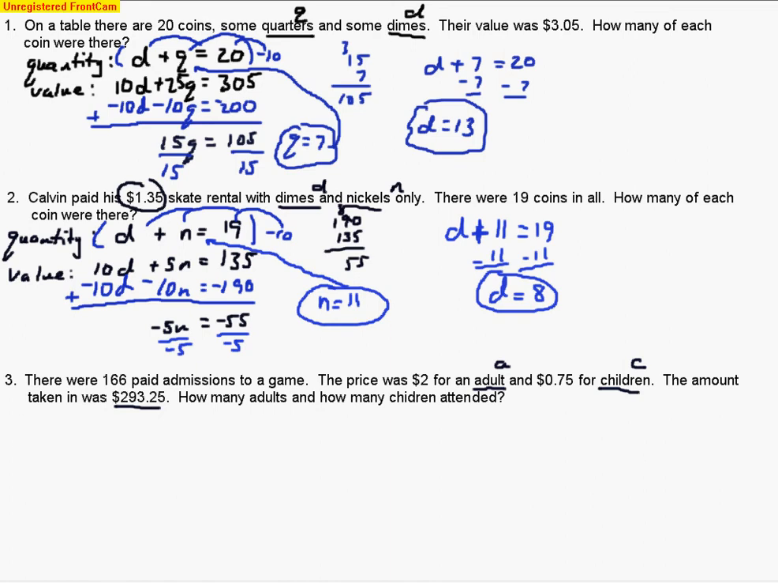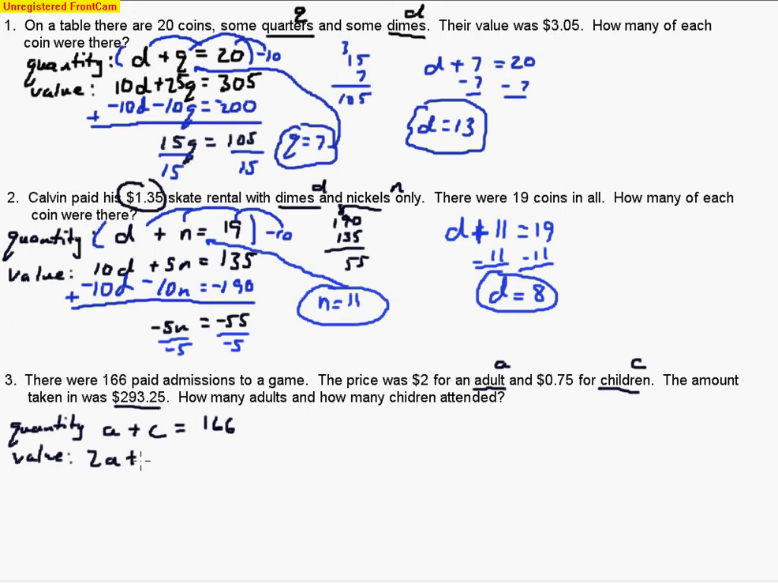Let's go ahead and write our 2 equations. Same thing. We've got a quantity and we've got a value. And so this time our quantity equation is going to be the number of adults plus the number of children equals 166. And for the value, same sort of thing. 2A, $2 times the number of adults, plus 75 cents.